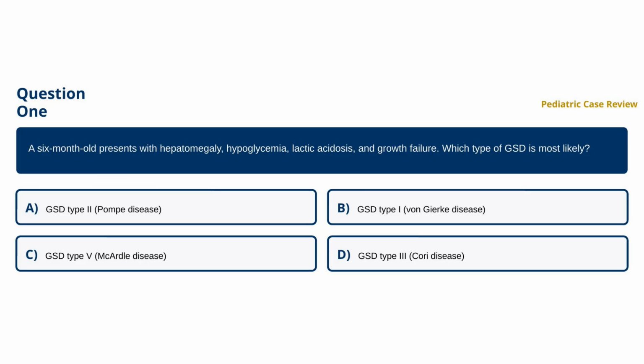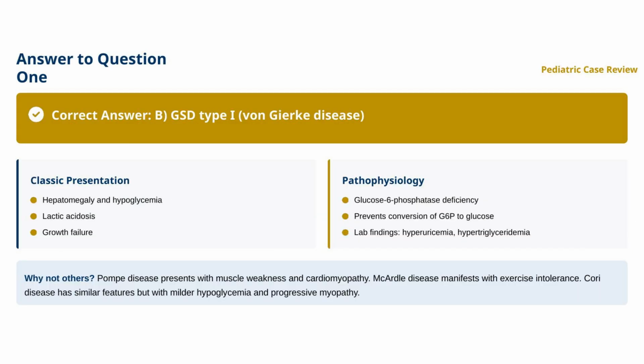Consider the classic presentation features, including the combination of hepatomegaly with hypoglycemia and lactic acidosis, which are hallmark findings in one specific type of glycogen storage disease. The correct answer is B, GSD type 1, von Gierke disease. This classic presentation with hepatomegaly and hypoglycemia is characteristic of glucose 6-phosphatase deficiency, which prevents conversion of glucose 6-phosphate to glucose. Typical laboratory findings include lactic acidosis, hyperuricemia, and hypertriglyceridemia.